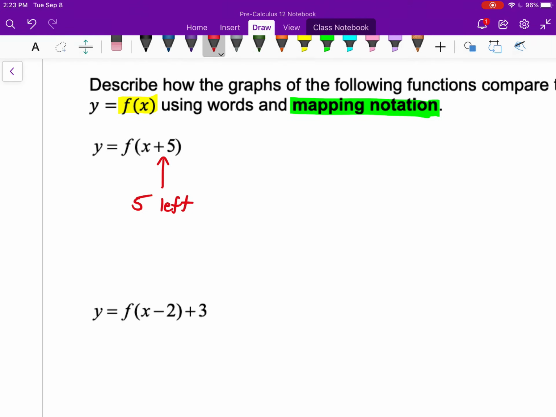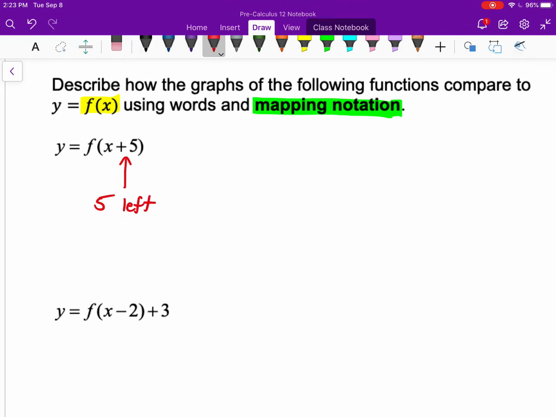So whatever f of x looked like, f of x plus 5 will be congruent to it. It will be the exact same shape, but moved 5 to the left. So how do I show that in mapping notation? Well, mapping notation would look like this.